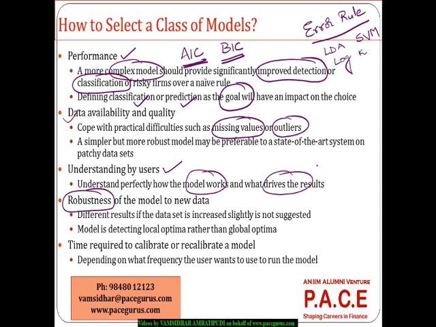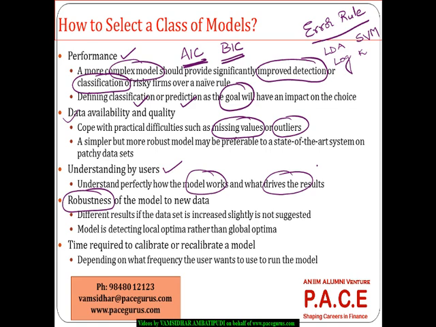So that is the level of robustness I am expecting out of the model, which is another important attribute. And finally, the time that is required to calibrate or recalibrate the model. It has to depend on the frequency. If I want to run it every day, my model calculation should be much faster. Probably if I am using it once in a while, even if it takes a little bit extra time, it does not matter to me.